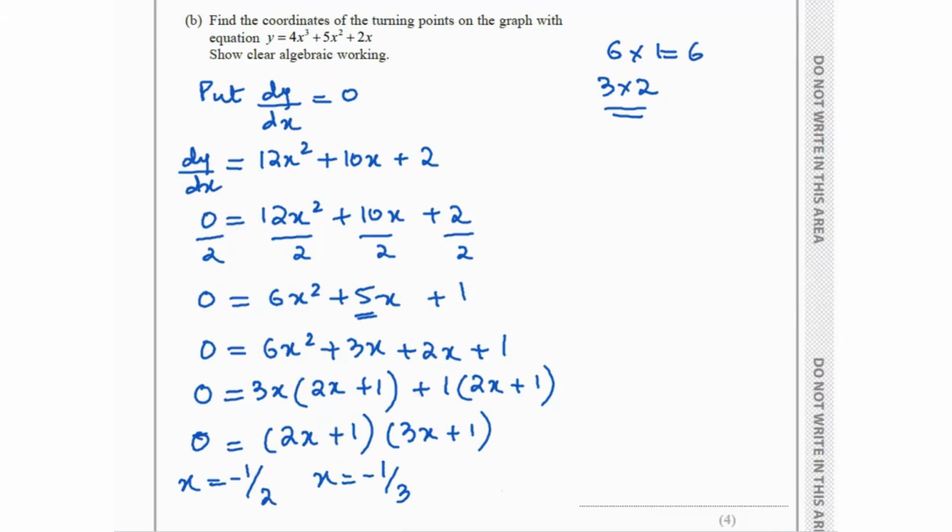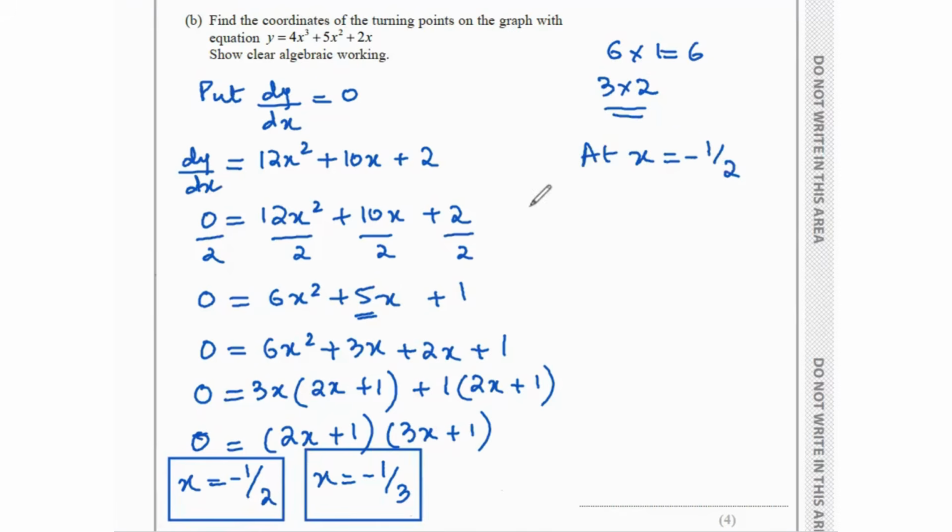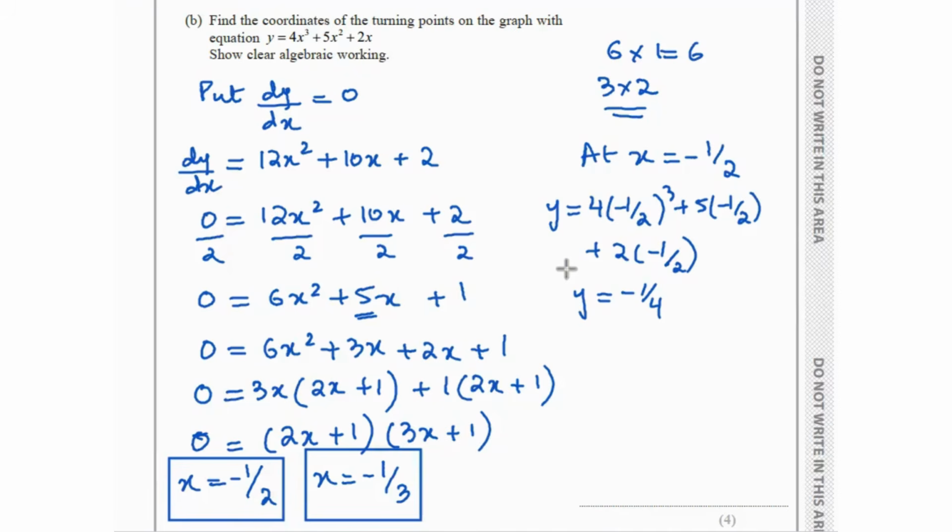So using these two values of x, we're going to find the corresponding y values. At x equals negative 1 over 2, y is going to be 4 times negative 1 over 2 cubed plus 5 times negative 1 over 2 squared plus 2 times negative 1 over 2. That gives us negative 1 over 4. That is one y value. And for the other one, we substitute negative 1 over 3.